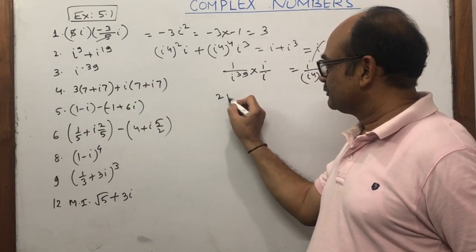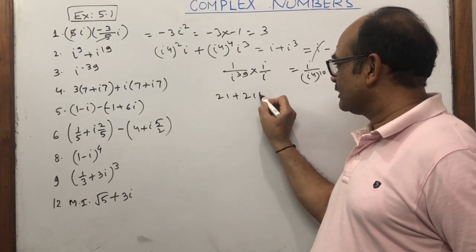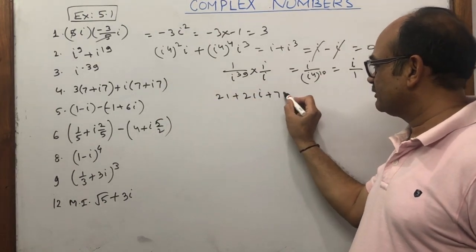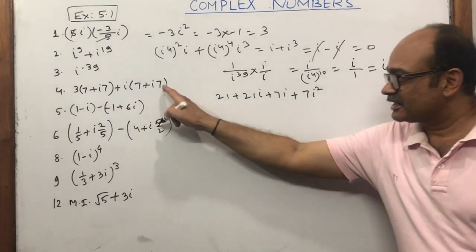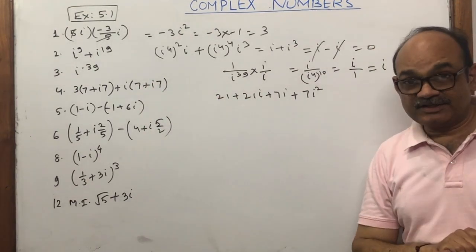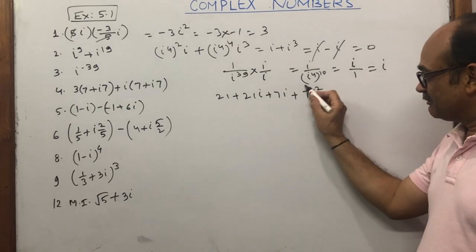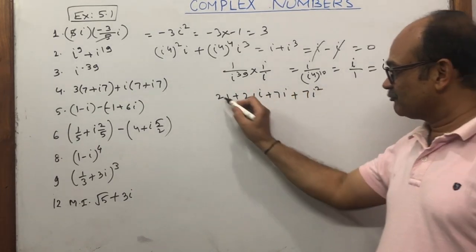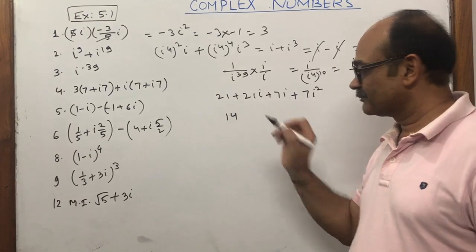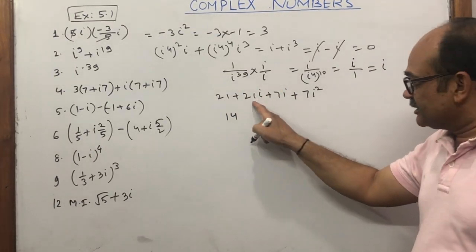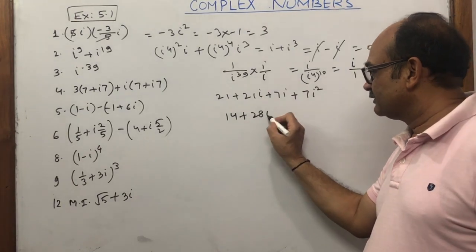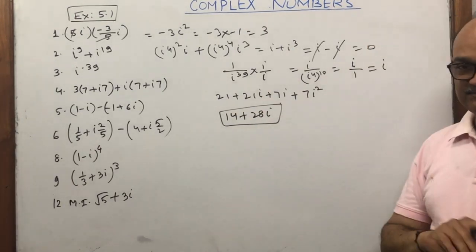Next is simplification. 3 into 7, 21. 21 iota, 7 iota, and 7 iota square, because iota into iota. What is iota square? Minus 1. So it will become minus 7. Minus 7 and 14, 21. It is 14, because 21 minus 7. And these two will be added. 28 iota is the answer.